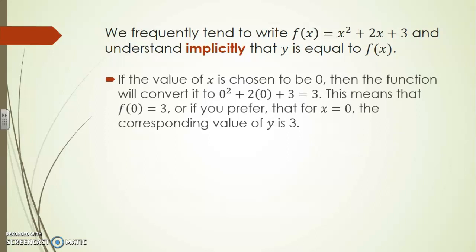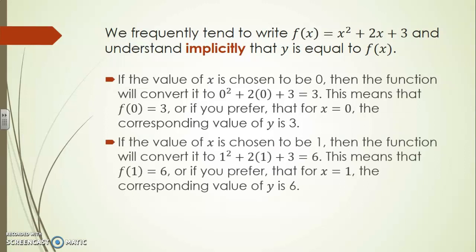If the value of x that is chosen is 0, then the function in this case will convert 0 into 0 squared plus 2 times 0 plus 3, resulting in a value of 3. This means that the function's value at 0 equals 3, or if you prefer, that for an x value of 0, the corresponding value of y is 3.